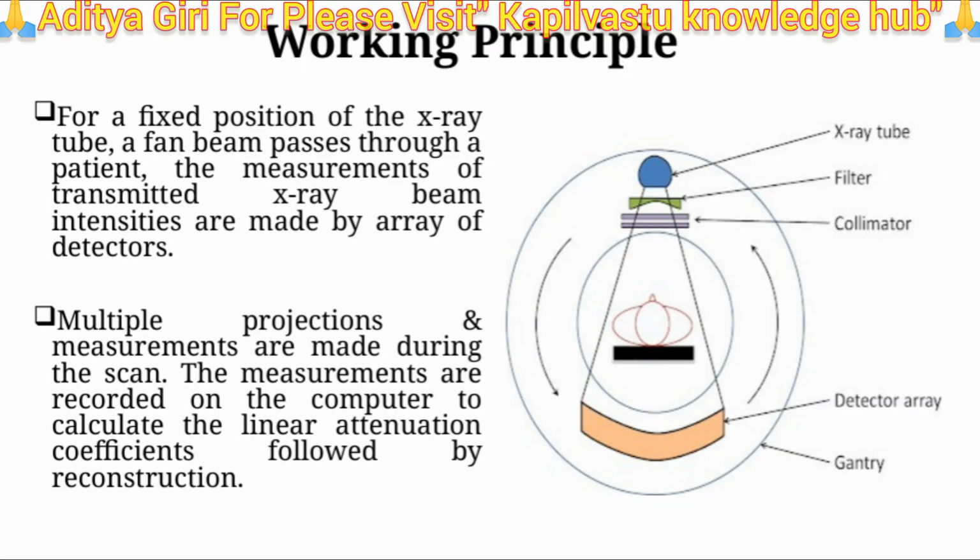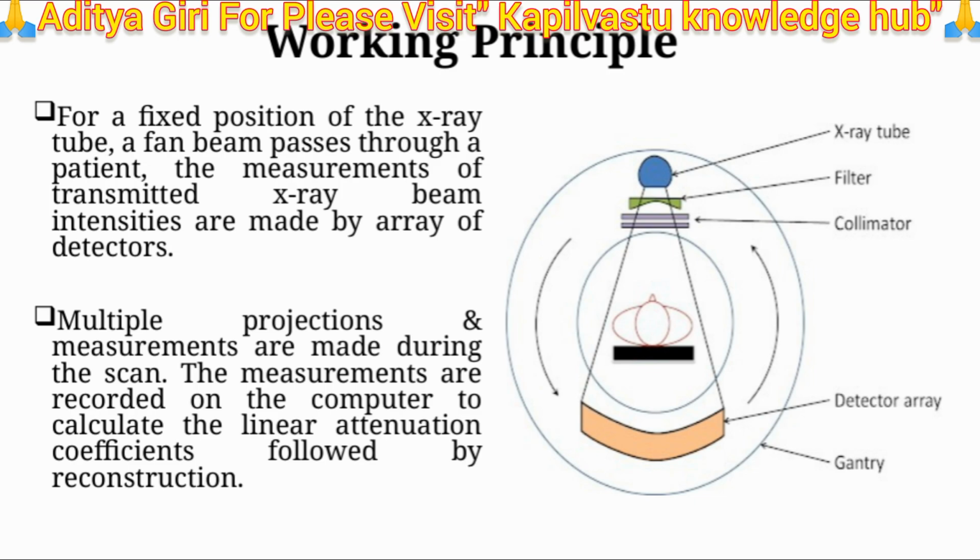Now, during a scan, multiple projections and measurements are taken from different angles, allowing us to gather comprehensive data about the internal structures. All these measurements are recorded by the computer, which then uses them to calculate the linear attenuation coefficients for various tissues. This data serves as the foundation for the reconstruction process, where the computer constructs a detailed image of the internal anatomy.